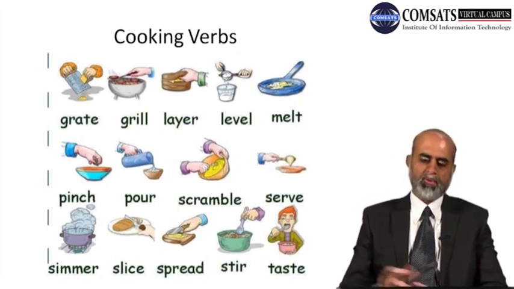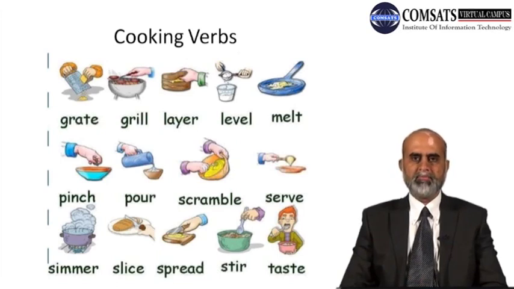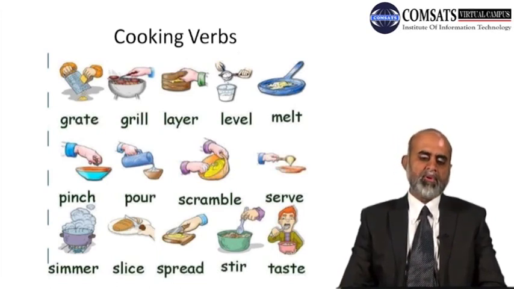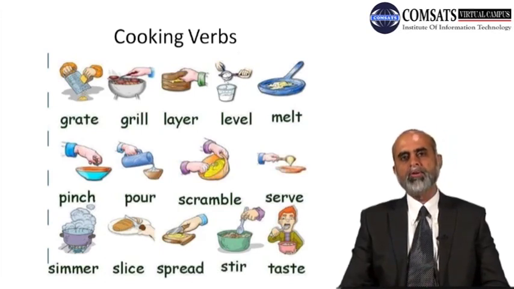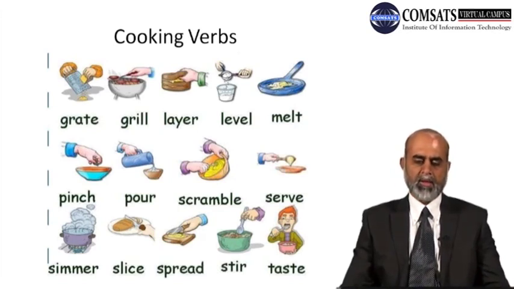Then you have pour water. Scramble, फेंटने को कहते हैं, scramble. Serve, पेश करने को कहते हैं. Simmer. Okay, I've talked about simmer earlier. Simmer is like boil, but boil is on high flame and simmer is on low flame. So when you boil something for a long period of time on a low flame, it is called simmer. जो शांदा वगैरह जैसे बनाते हैं. Or when you make soup, usually you simmer it for a long period of time.